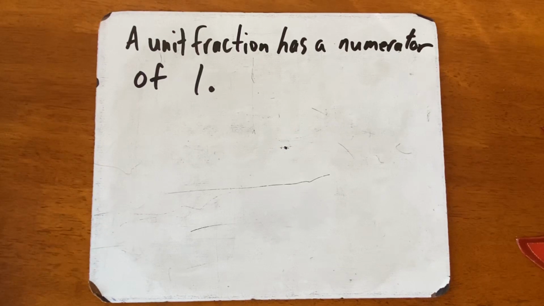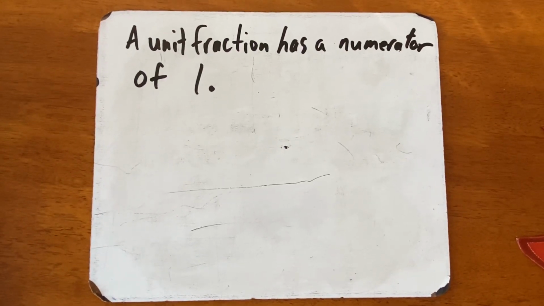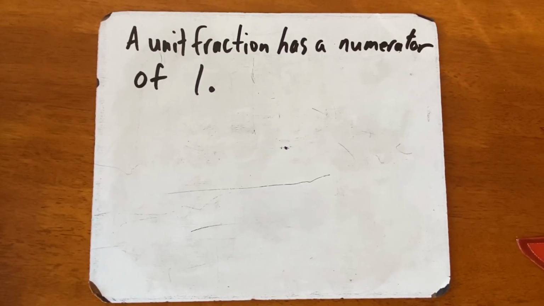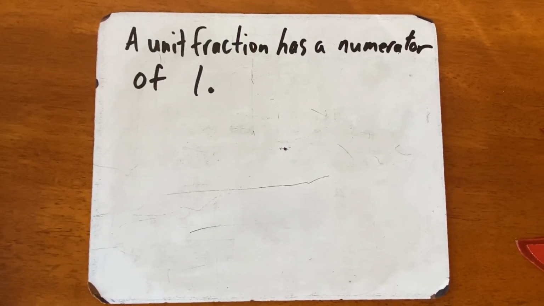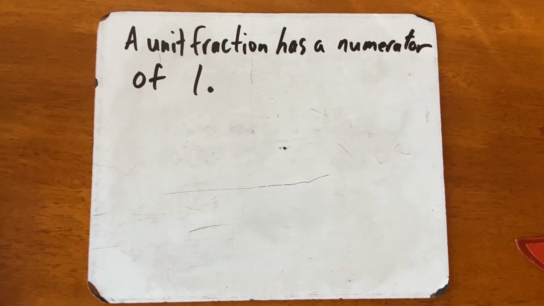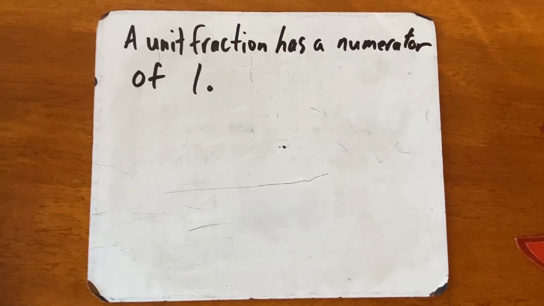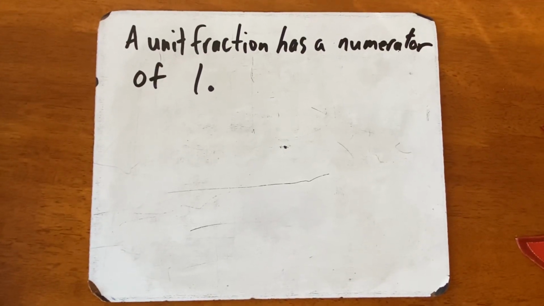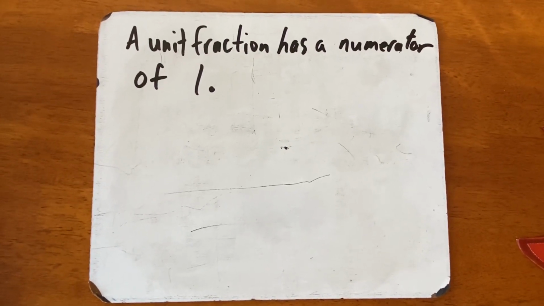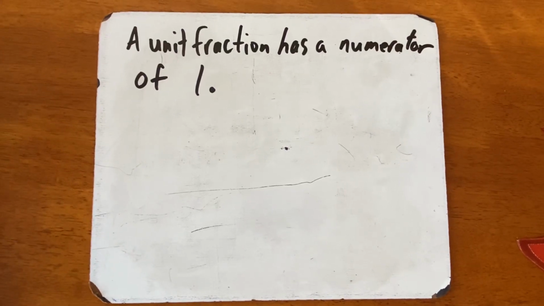Today we're going to talk about unit fractions and them being multiples of a larger number. So the most important thing you can remember right now is that a unit fraction has a numerator of 1. So anytime we're looking at a fraction with 1 as a numerator, we would consider it a unit fraction. So here's the basic idea.